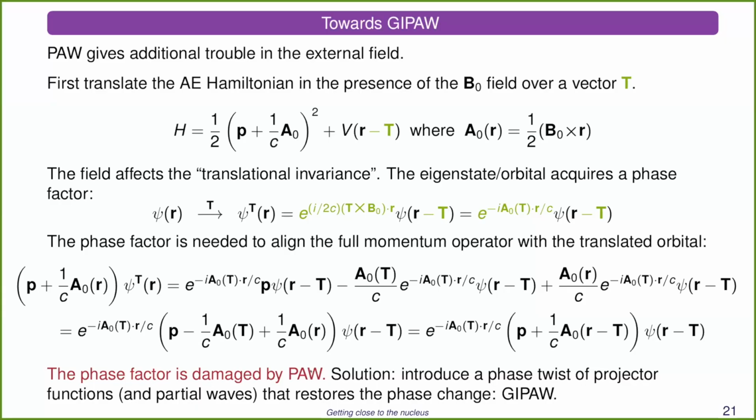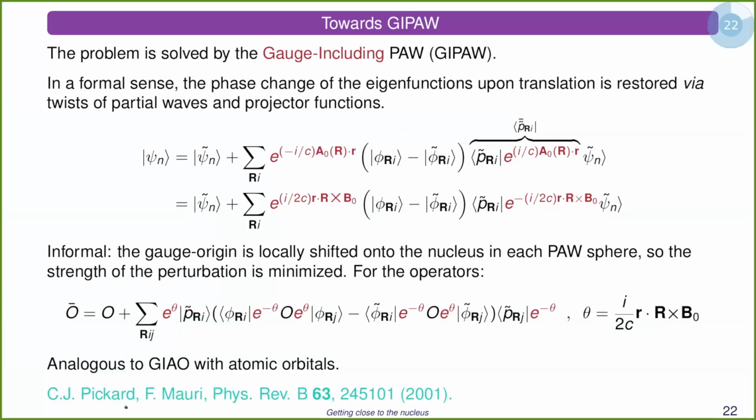So this is consistent. This phase vector is there. And when you do PAW, you damage this by the nuclei that you move about, but you don't account for the phase vector. So the solution then is you bring in these phase vectors in the projector functions and in the partial wave of your PAW method. And that is what is called GIPAW, which was introduced by Pickard and Mauri in 2001.